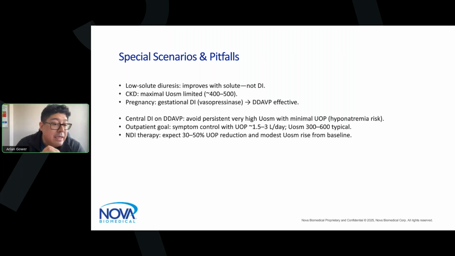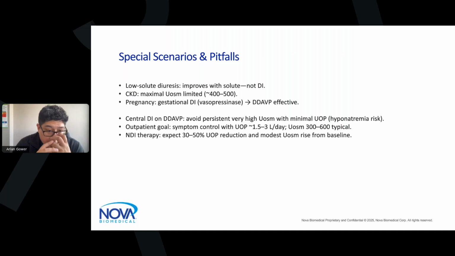So in chronic kidney disease in particular, due to the decreased kidney function, the range in which they can dilute and the range in which they can concentrate their urine drops pretty significantly. In a normal healthy kidney, you can expect it to be anywhere from 50 milliosmoles to 1,200 milliosmoles per liter. But in chronic kidney disease, that may be limited to maybe 400 to 500 milliosmoles per liter.